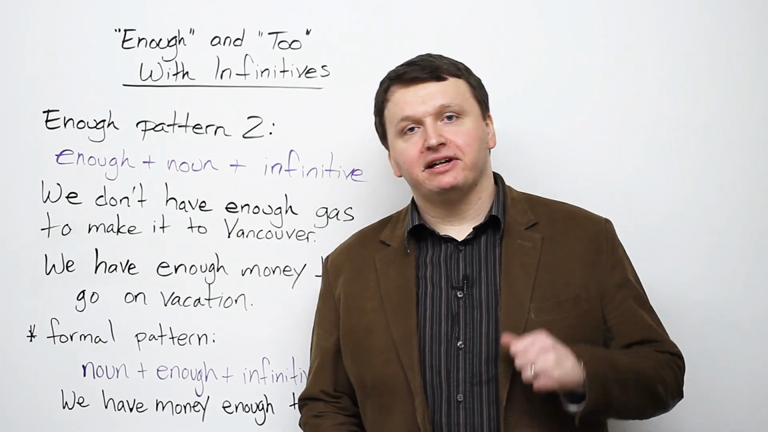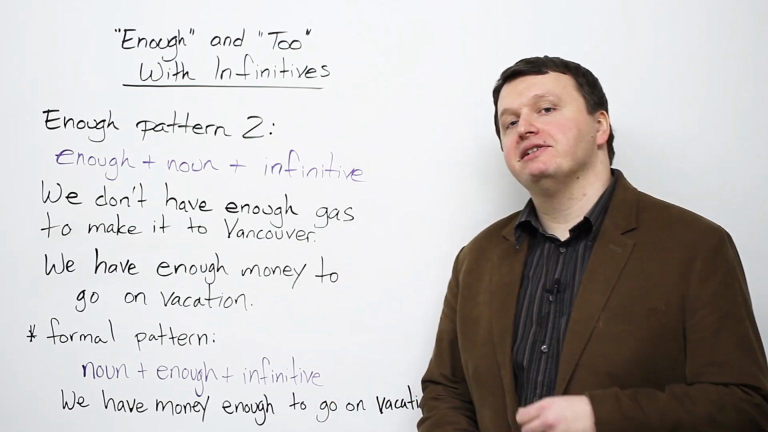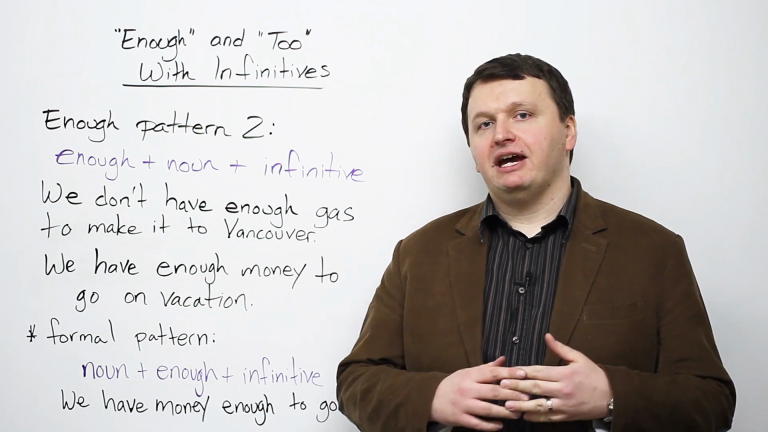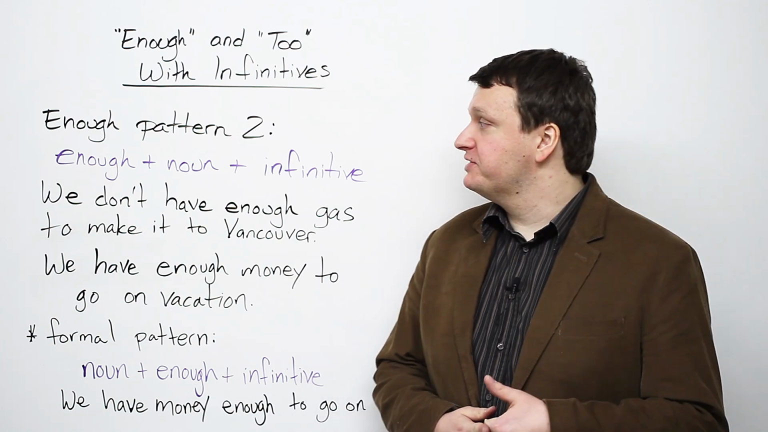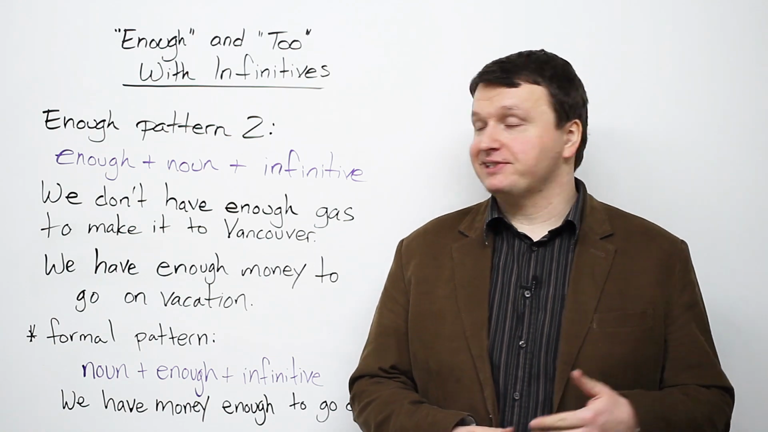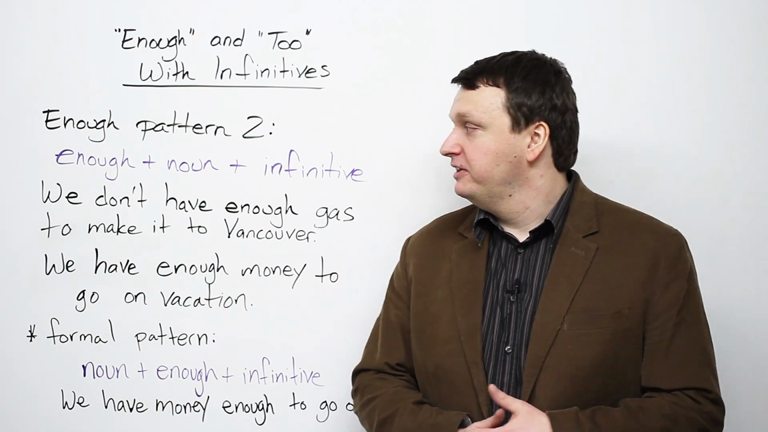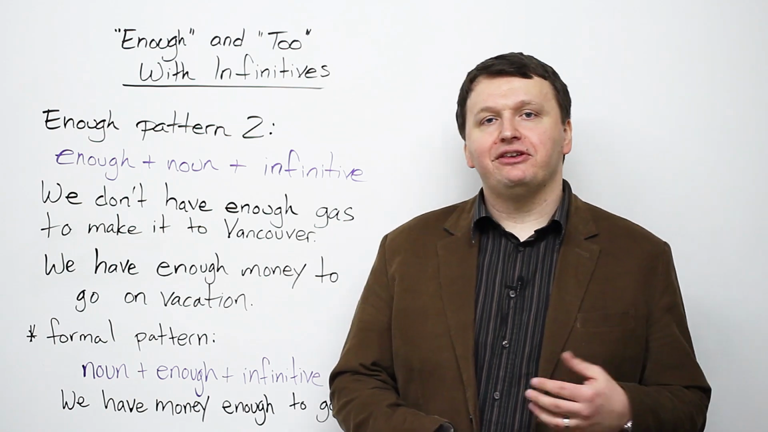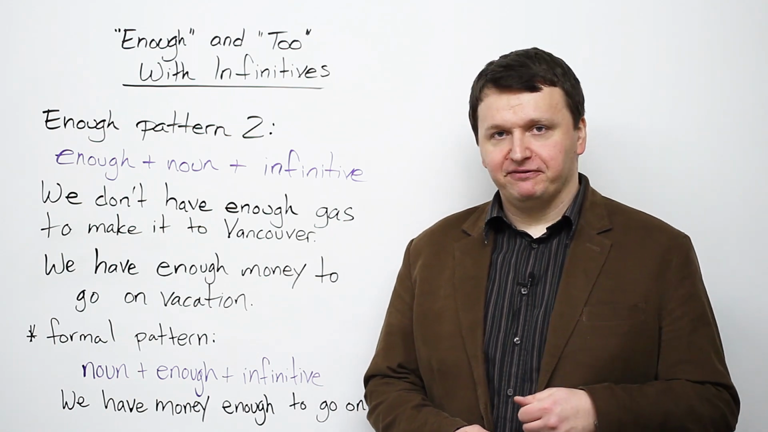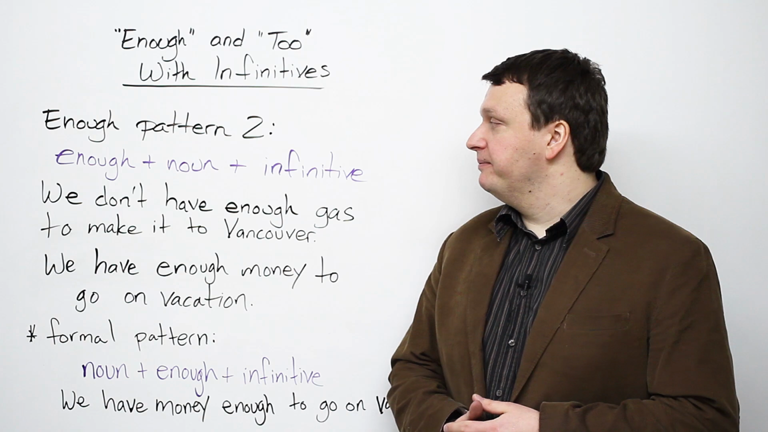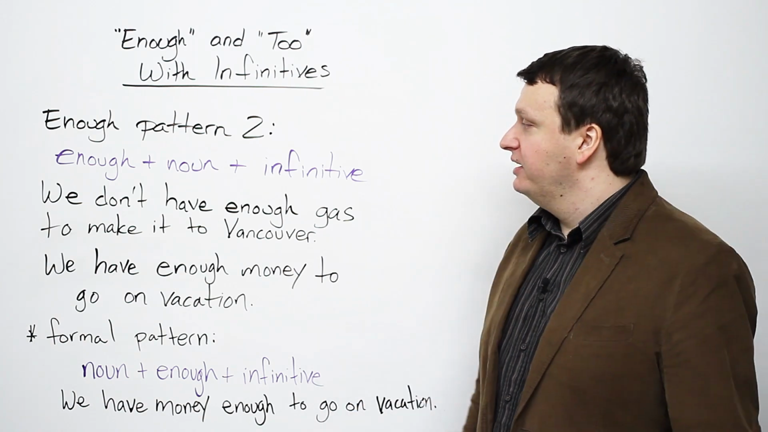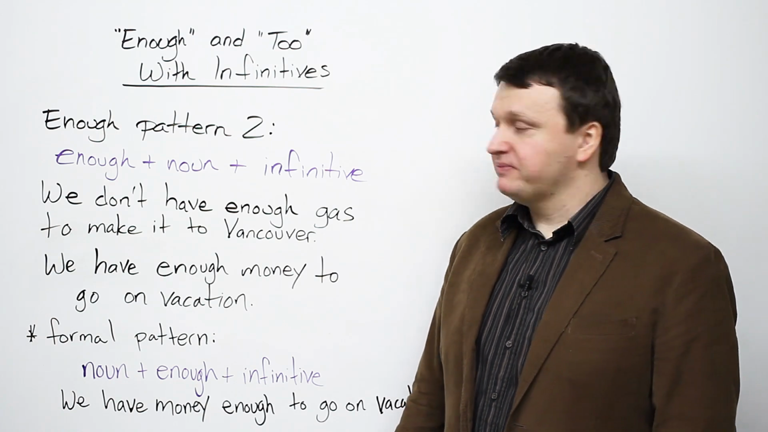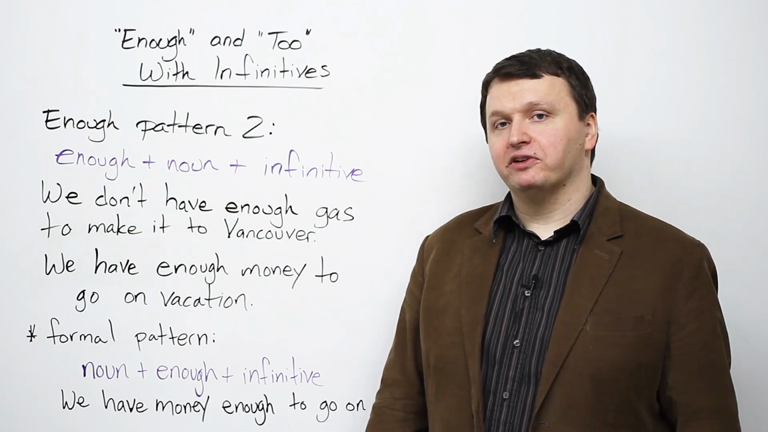Okay, let's look at another pattern with enough. Whereas in the first pattern, we had an adjective or an adverb plus enough. In this one, we have enough plus a noun plus the infinitive. So let's look at these examples. I think most people are familiar and comfortable with this pattern. Maybe you don't know that we should add an infinitive after it though. So we don't have enough gas to make it to Vancouver.